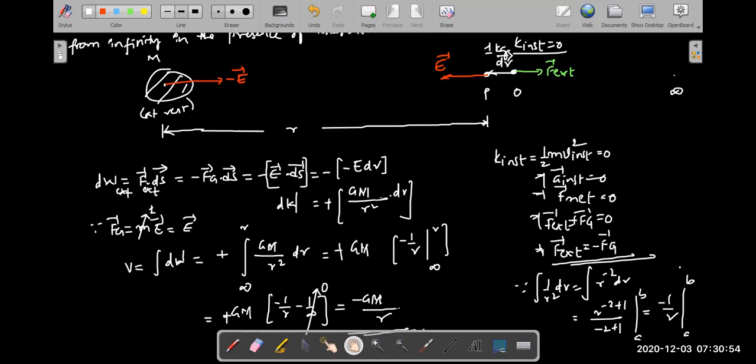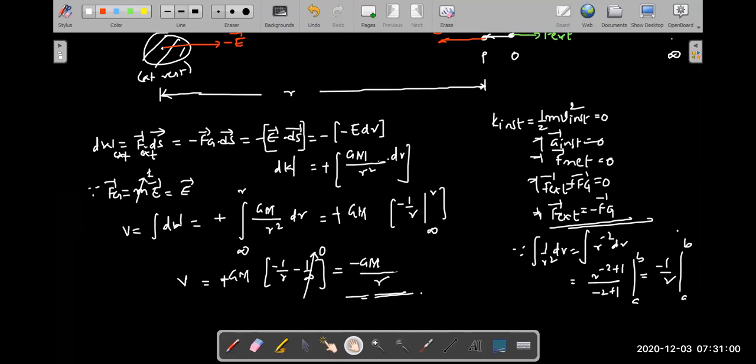Okay, sir. So I still have some confusion with the negative signs. Minus, plus. I still have the confusion with that negative positive sign. Okay, assume that electric field is radially outward.